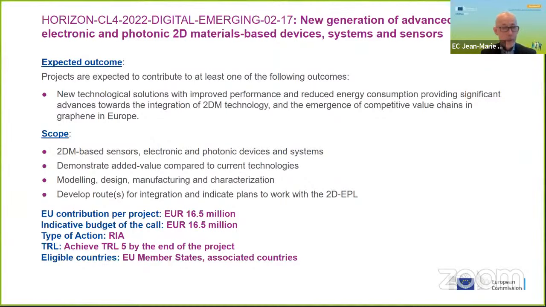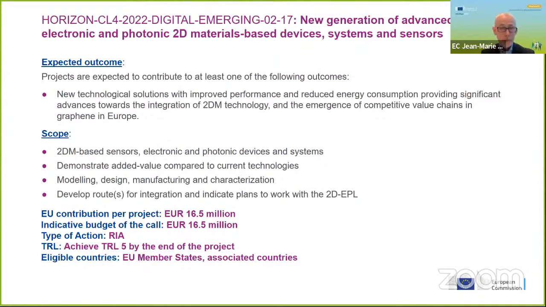The project should contribute. The scope is about the development of 2D material-based sensors, electronic and photonic devices and systems. And there, if you look at the call text, there are mentions of possible application areas of these sensors. So 4G communication, machine vision, neuromorphic circuitry, and so on. But these examples are only illustrative somehow. It's not compulsory to cover these topics. And these developed sensors, devices and systems should demonstrate added value compared to current technology.